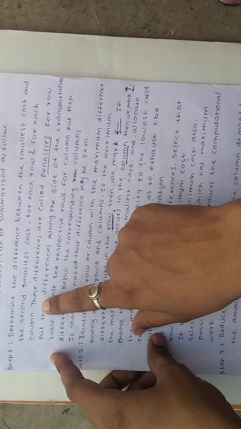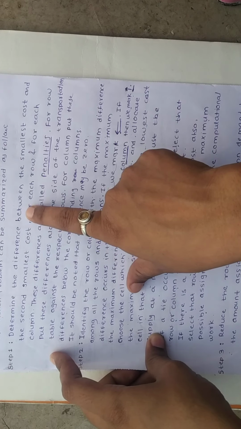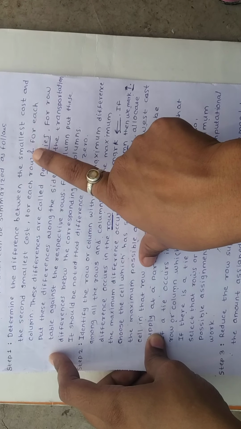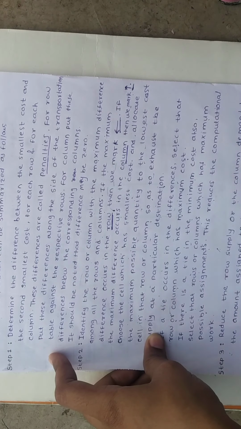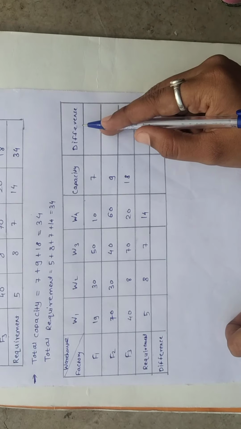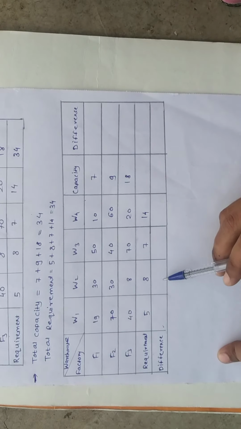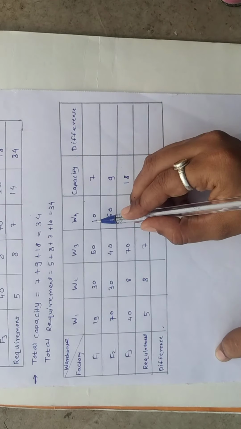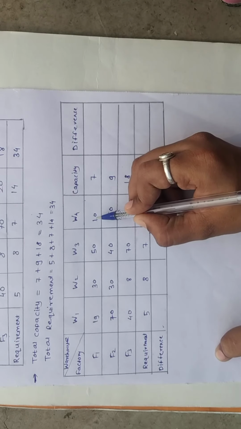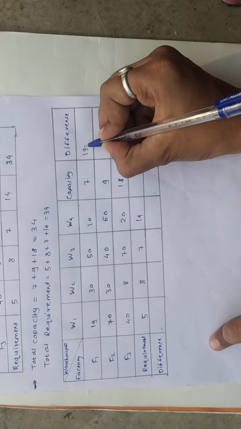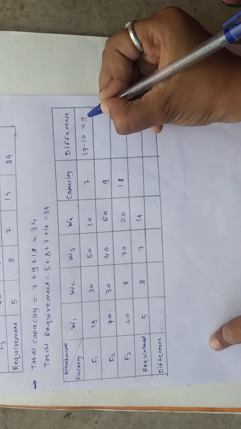In the Hodger's approximation method, first we have to find the difference between the smallest cost and the second smallest cost for each row and for each column. For row we write the difference here, and for column the difference is written here. So for the first row the smallest cost is 10 and the second smallest cost is 19. So their difference 19 minus 10 equals 9.